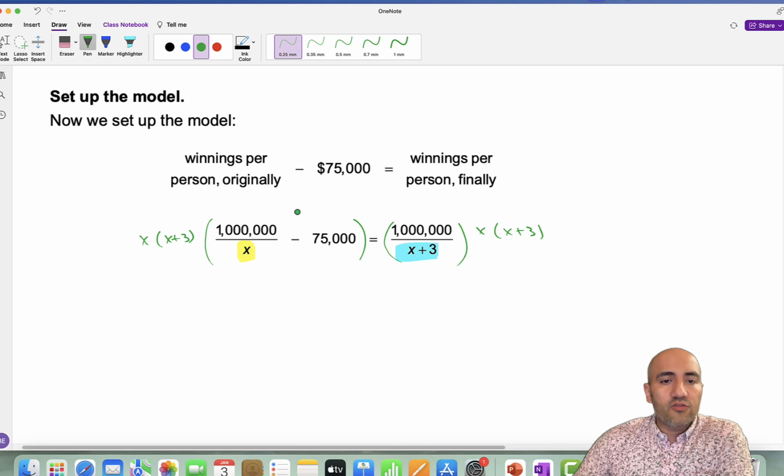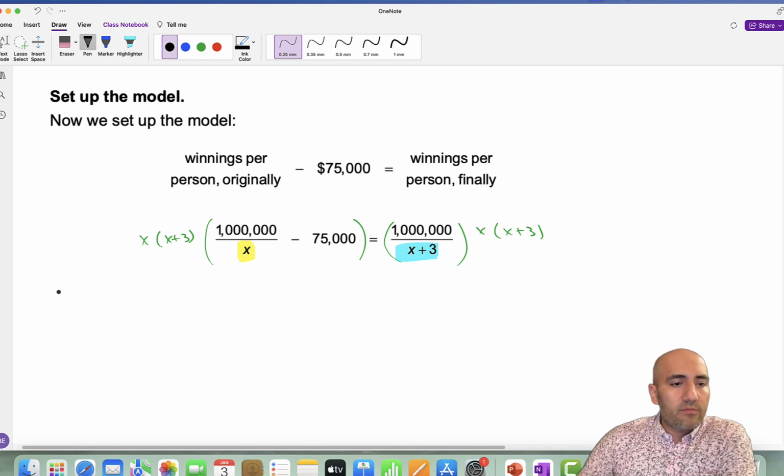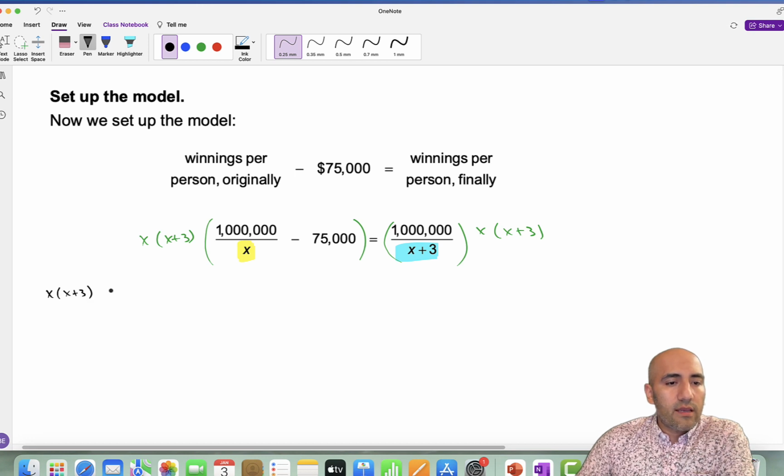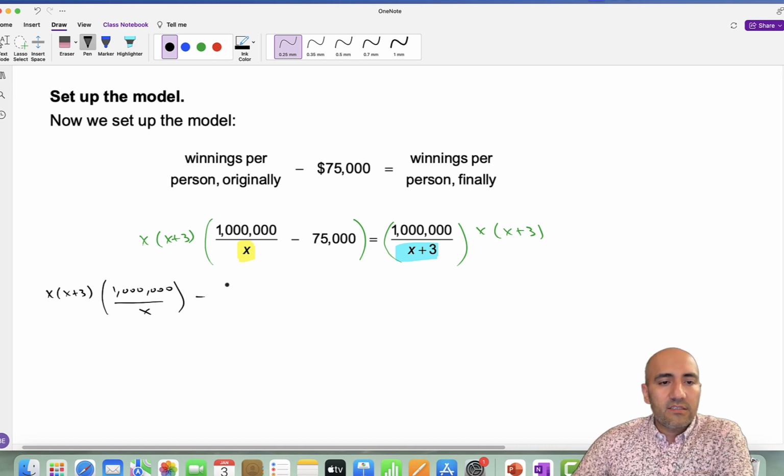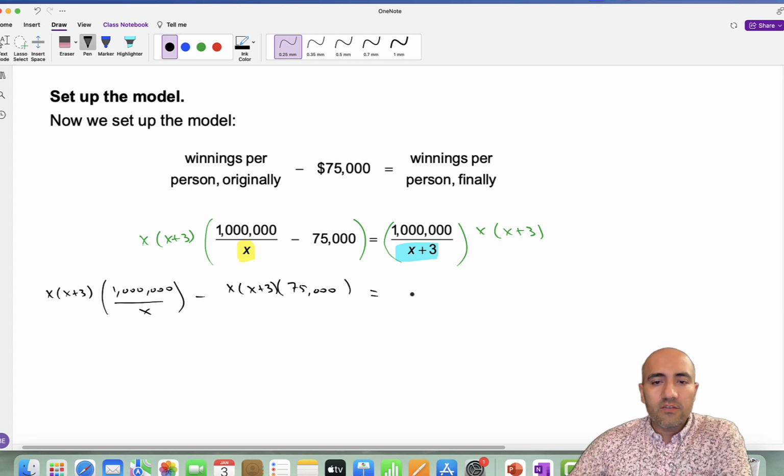Okay, then I'm going to distribute. So I'll end up with x times x plus 3 times 1 million over x, minus x times x plus 3 times 75,000, equals this, which is 1 million divided by x plus 3, times x times x plus 3.